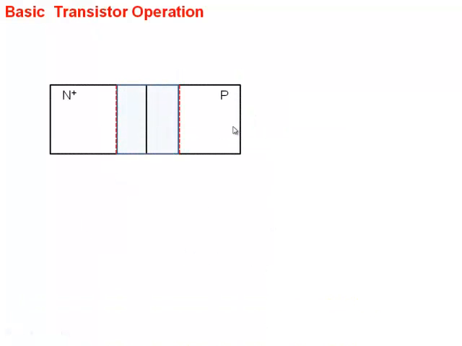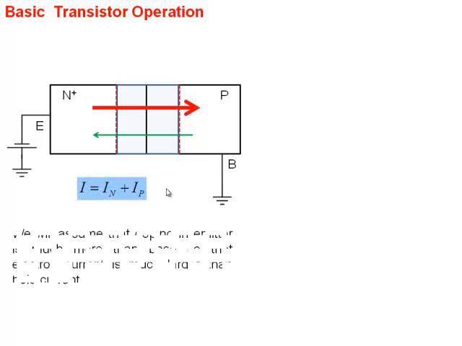All right, so let's look at then what happens. So now this is an emitter, N plus. This is a base here, P type, and note there's a depletion region also. I have forward biased it, so electron current is moving. Holes are also moving. Electrons are much more than the holes. Okay, I equals IN plus IP.